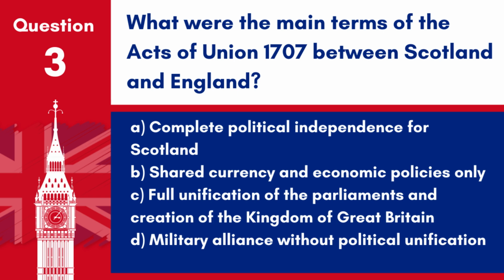Question 3. What were the main terms of the Acts of Union 1707 between Scotland and England? A. Complete political independence for Scotland. B. Shared currency and economic policies only. C. Full unification of the parliaments and creation of the Kingdom of Great Britain. D. Military alliance without political unification.